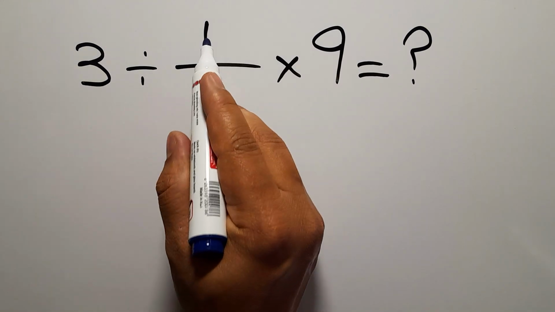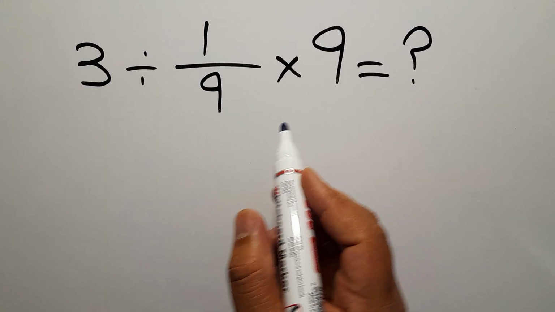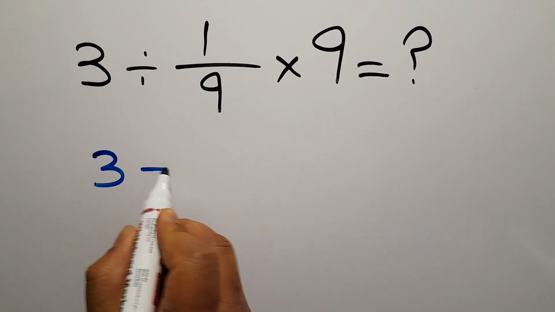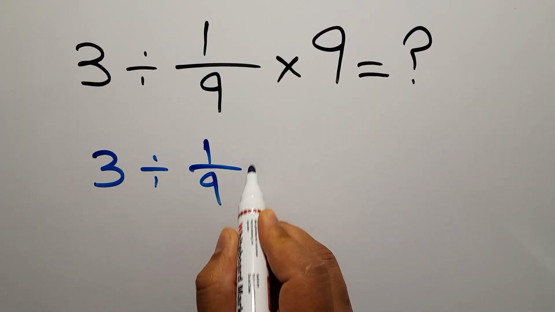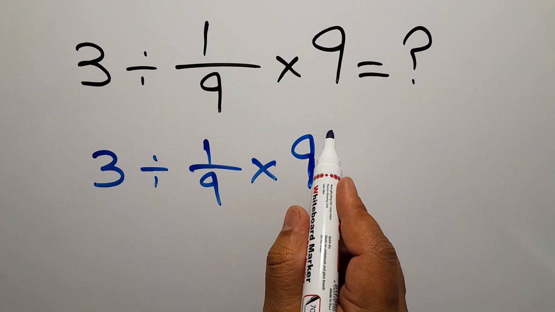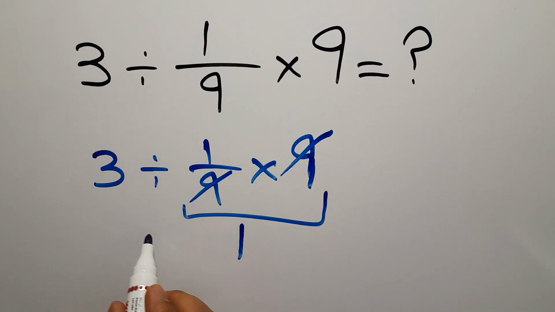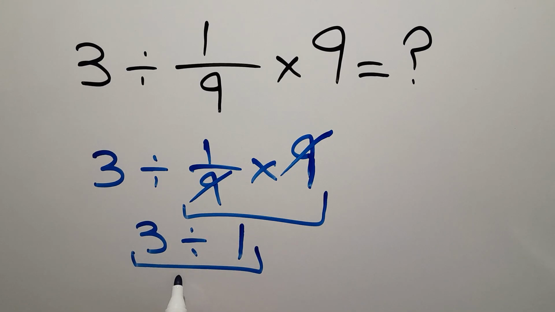3 divided by 1 over 9, then times 9. We can easily cancel this 9 and this 9. So we have here just 1. And 3 divided by 1 gives us 3.